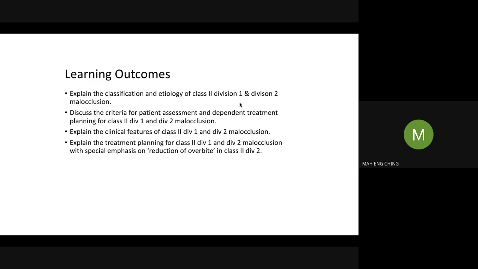Then discuss the criteria for patient assessment. So when you assess the patient, same thing. You can do extraoral, then go to intraoral. Then if necessary, you take a mold of the top and bottom, then radiographs, before you come to the final treatment plan for the patient. So explain the clinical features in class 2 division 1 and class 2 division 2.